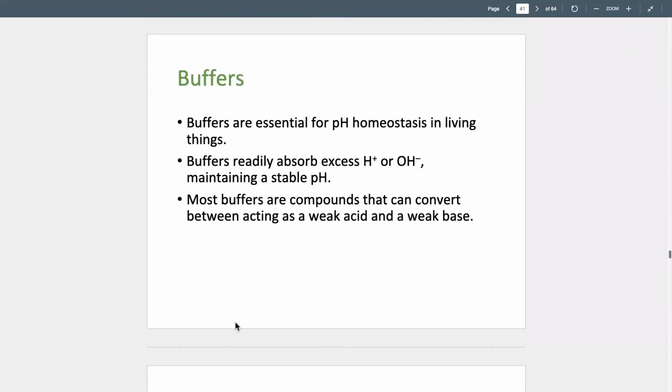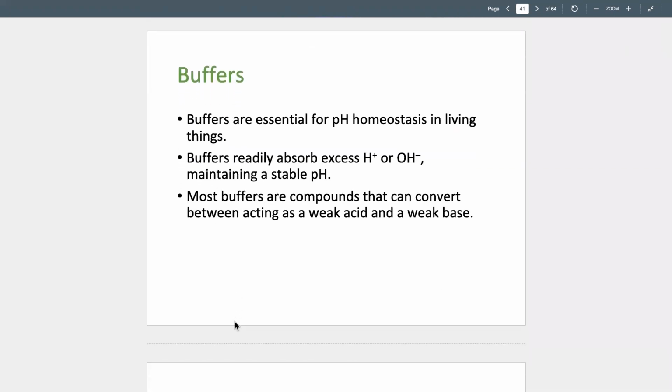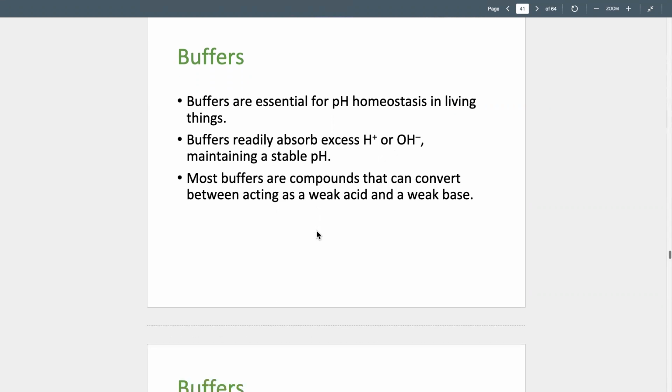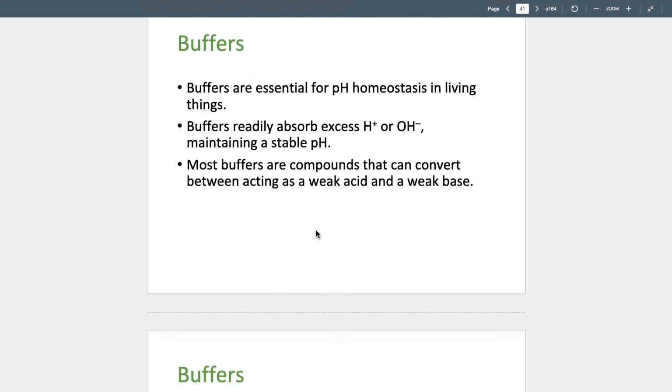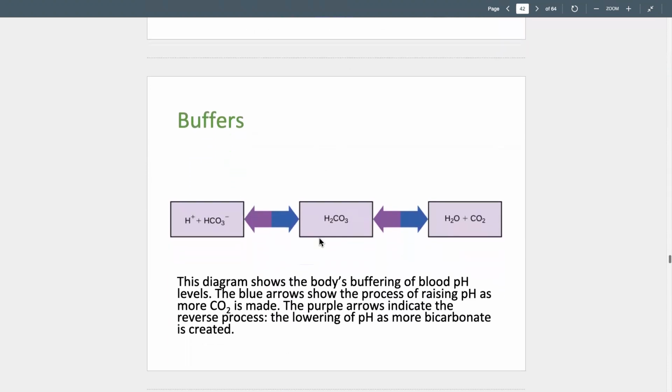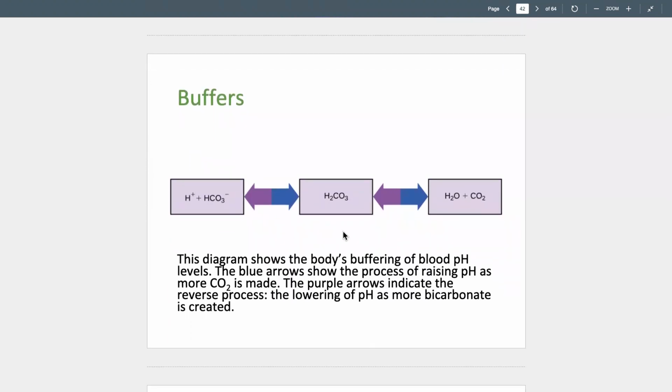So buffers are going to be essential for the pH homeostasis of living things. They absorb excess hydrogen and hydroxyl ions, maintaining that stable pH. And most buffers are compounds that convert between acting as a weak acid and a weak base. So this is the bicarbonate buffering that happens in your blood to make sure that our body maintains homeostasis. So the body buffers the pH by using this.